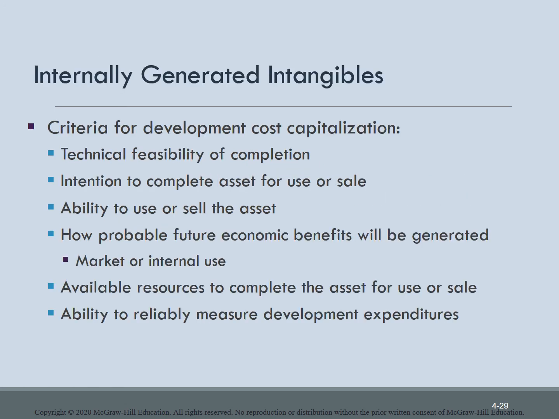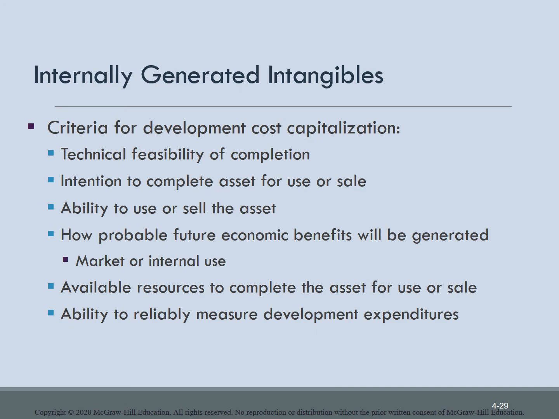Under IFRS, the criteria for development cost capitalization includes technological feasibility of completion. So we feel like we have the technology to be able to actually complete this project. We have to be able to complete the asset for use or sale. We have to have the ability to use or sell the asset. Basically, in order for something to be classified as an asset, it's got to have future economic benefits. And it's not going to have future economic benefits if you can't complete it, if you don't intend to complete it, and you don't have the actual ability to either use it or sell it.